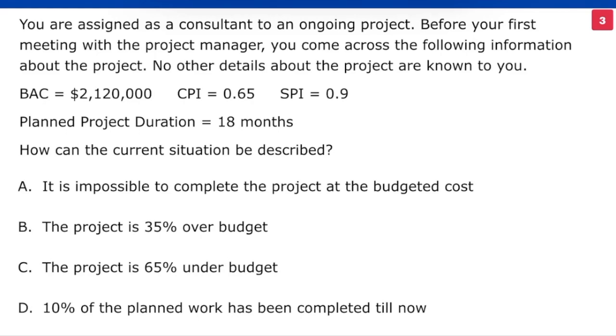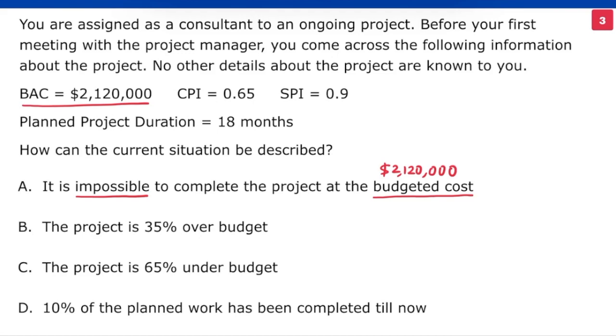Alright, let's start with option A. It is impossible to complete the project at the budgeted cost. Budgeted cost is the BAC, $2,120,000 in this example. Is it impossible to complete the project at this budget? We cannot be sure about that.